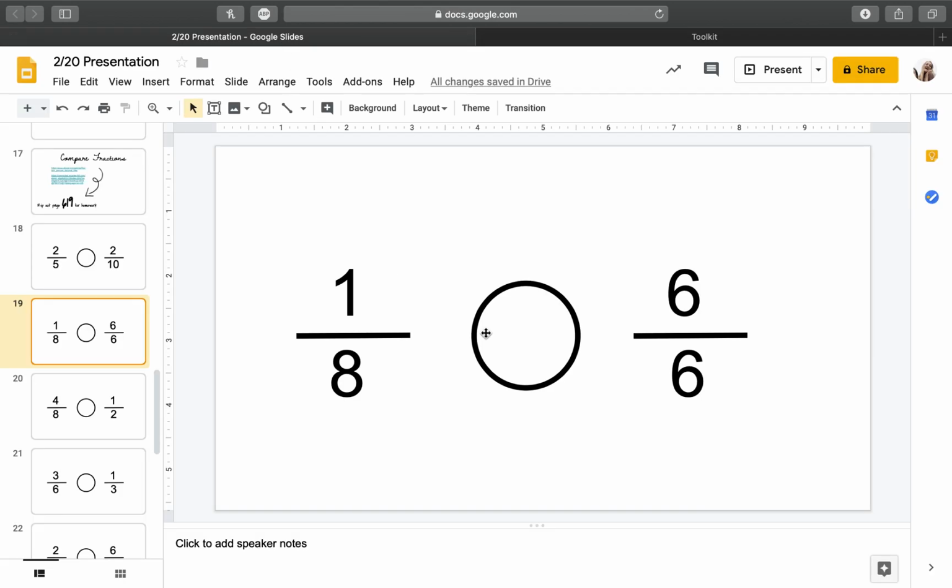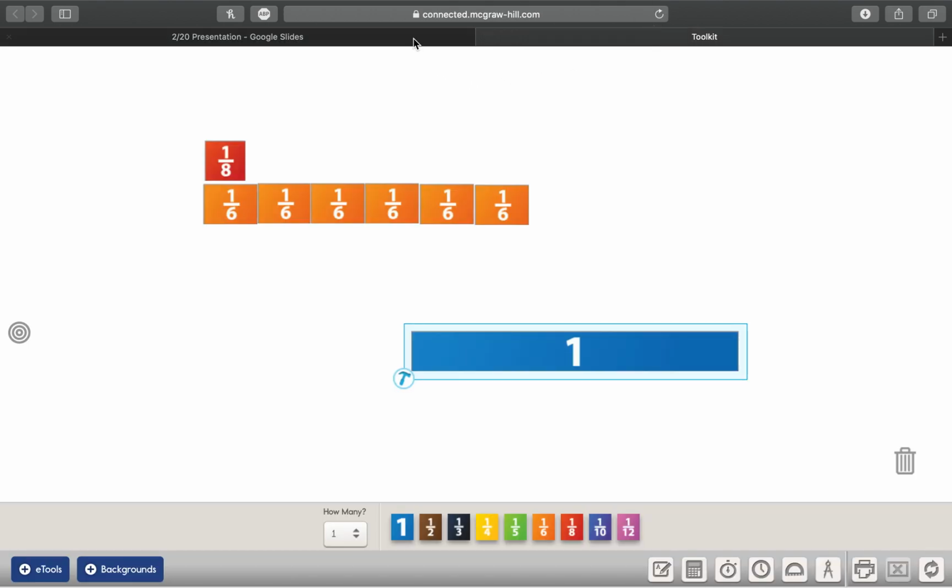So you would write less than on your board, and then you would show me it when the bell goes off. That's what we're going to get now. Are you ready?